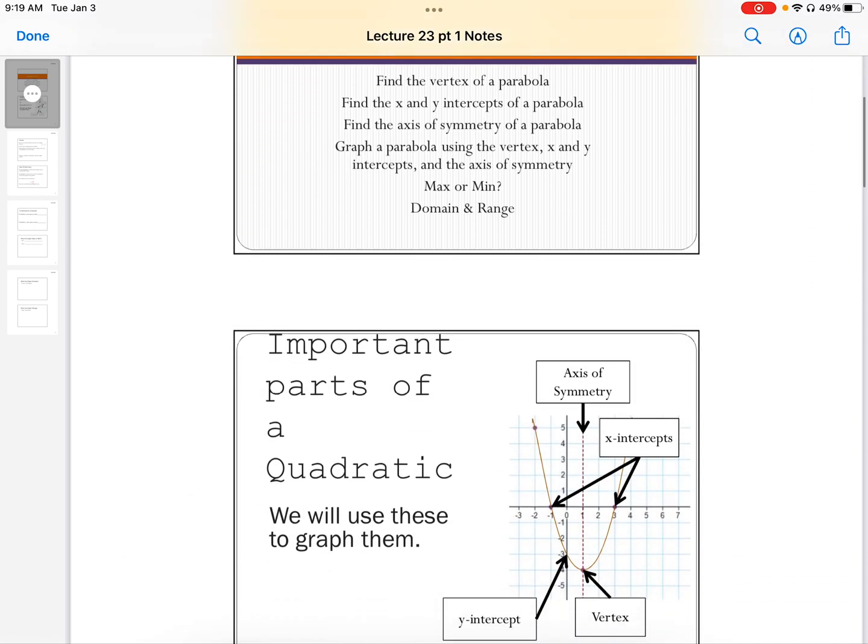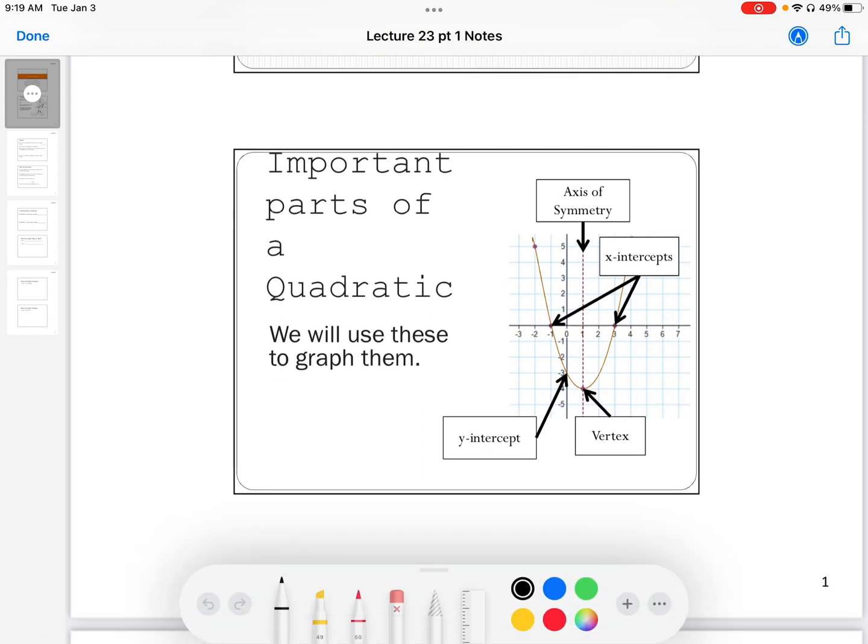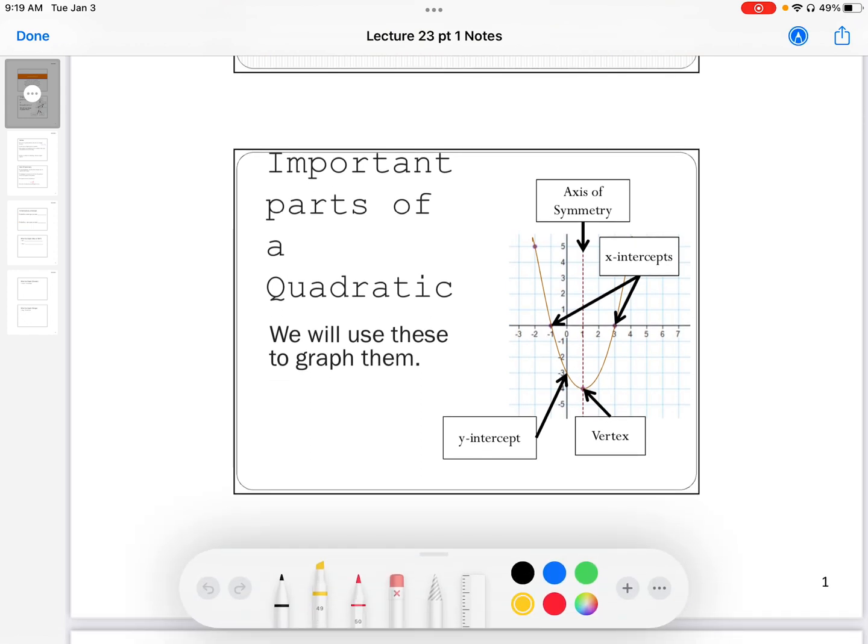So, first thing that we have here, important parts of a quadratic that we are going to be learning about. Your vertex, which is just going to be that either lowest or highest point there. We're going to talk about your axis of symmetry, which is that line that runs down the middle, and it says that if there's a point here, therefore there must be a point on this other side as well.